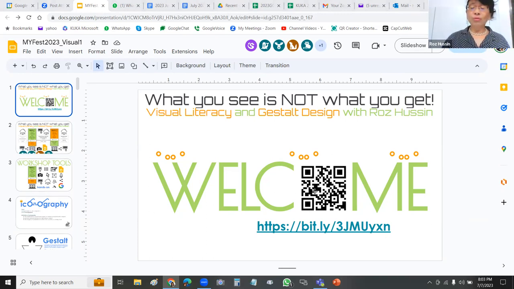So there's also a QR code, which we're all familiar with, but I invite you to take a look at this page, just this front page. Look at the colors and look at the fact that I swapped the letter O with a QR code. All of this is part of that visual literacy and Gestalt psychology that I'll be covering today.